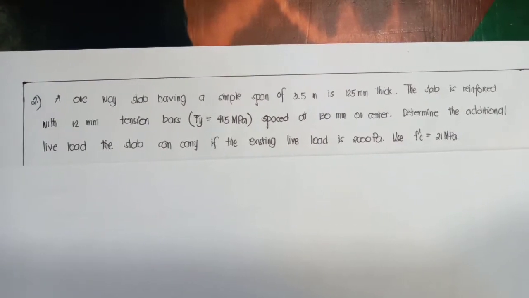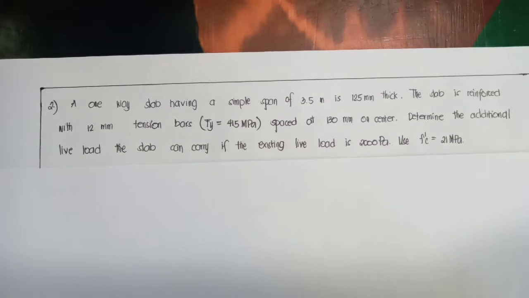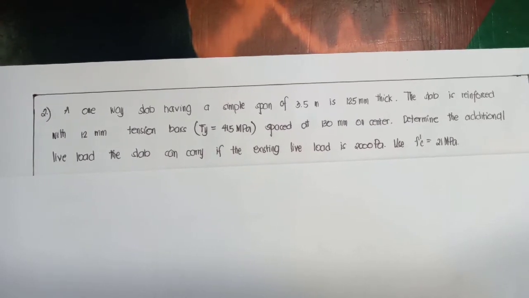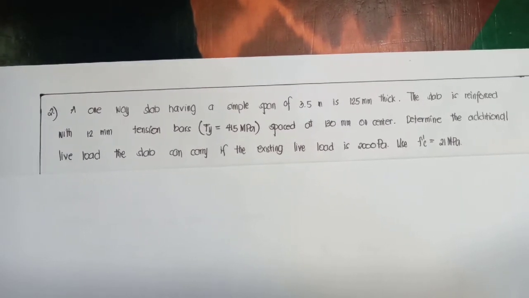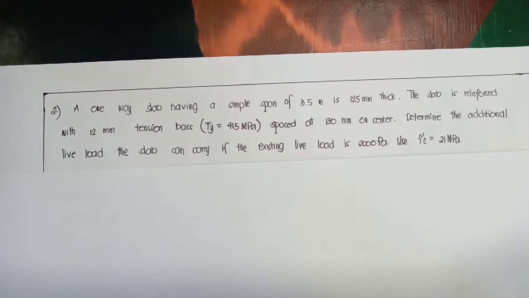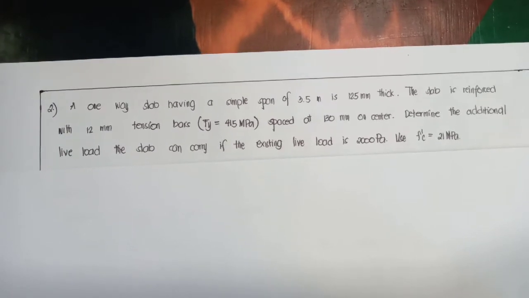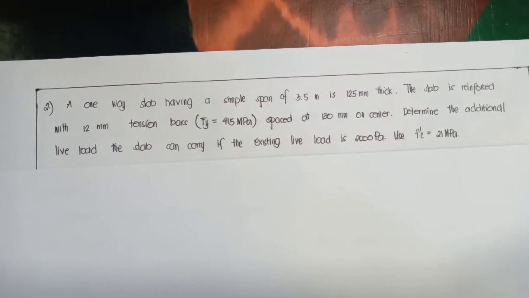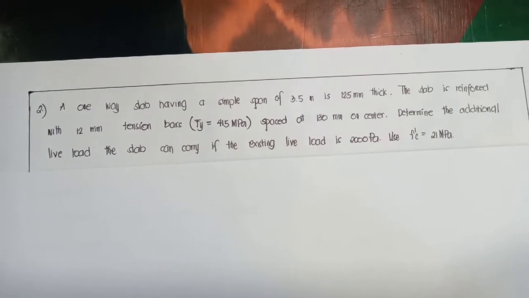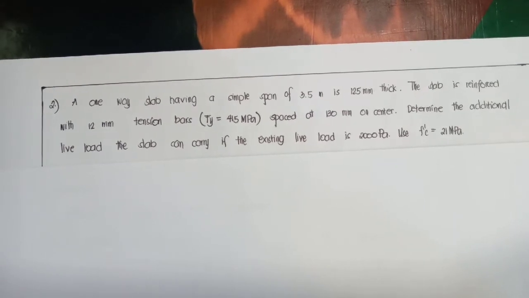We have here a one-way slab having a simple span of 3.5 meters and a thickness of 125 mm. The slab is reinforced with 12 mm tension bars with Fy equals 415 MPa and spaced at 130 mm on center. We're going to determine the additional live load the slab can carry if the existing load is 2000 Pascal. Then we need to use the value of Fc prime as 21 megapascals.